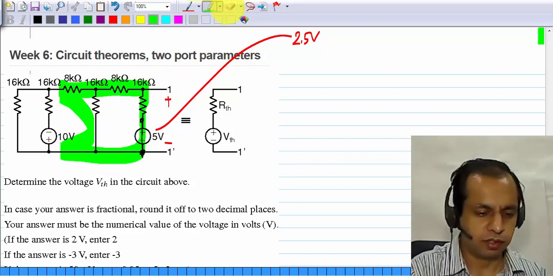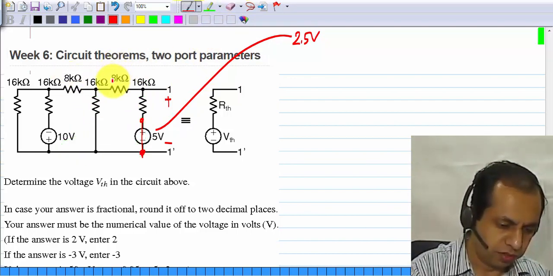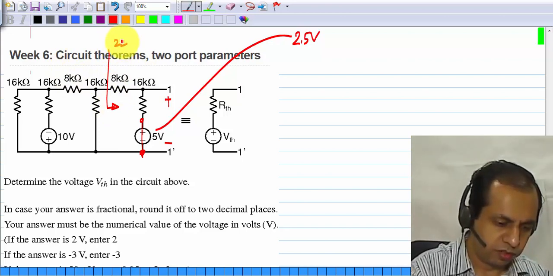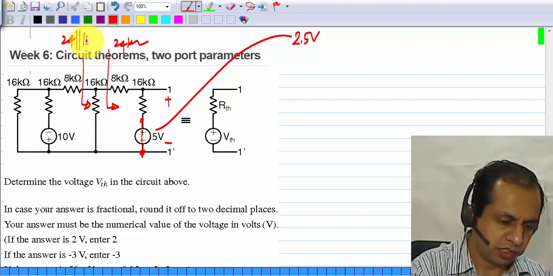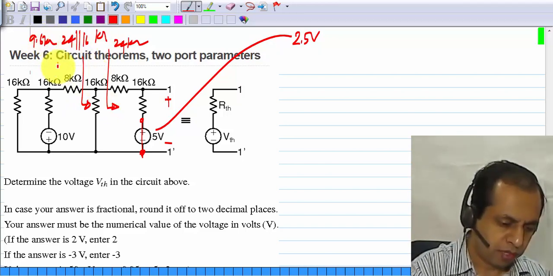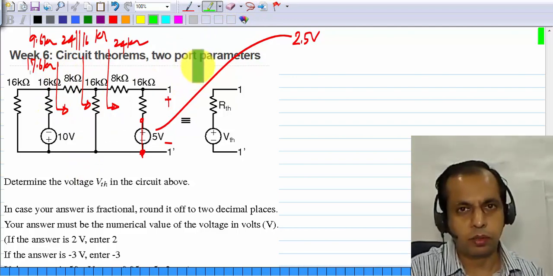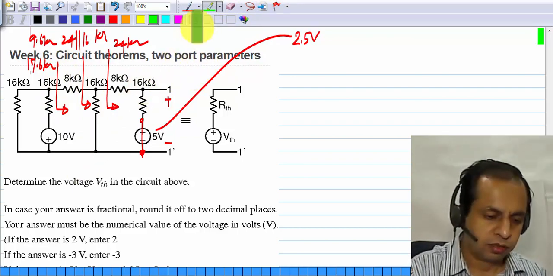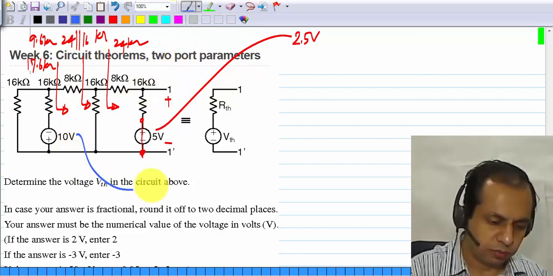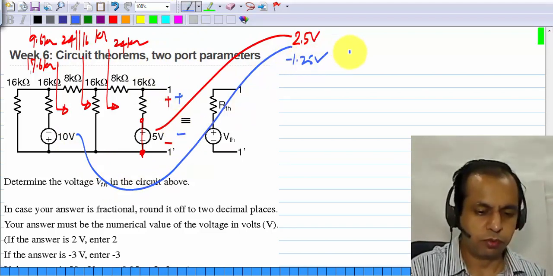to find the answer. Okay, I won't go through all the steps, but I'll just tell you that, for instance, looking this way we have 24 kilo ohms. Looking this way we'll have 24 parallel 16 kilo ohms, which works out to 9.6 kilo ohms. So looking this way we'll have 17.6 kilo ohms. Okay, so you can go on working that way and find that the contribution of this 10 volts to this voltage is minus 1.25 volts.